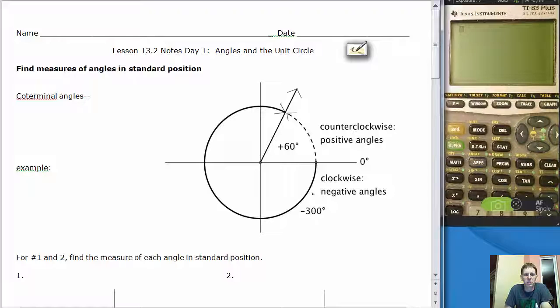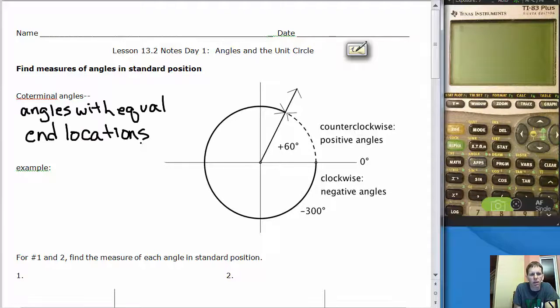Now 60 degrees and negative 300 degrees are both referring to basically a measurement that's formed by this horizontal line here and this ray that's pointing up in this direction. So we say that negative 300 degrees and 60 degrees are coterminal angles. Coterminal angles are angles that basically have equal end locations. And obviously an example of this would be positive 60 degrees and negative 300 degrees.